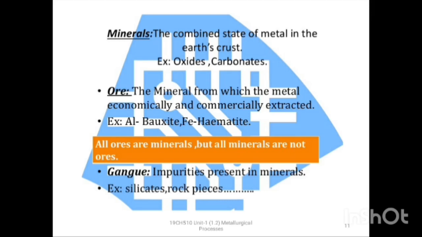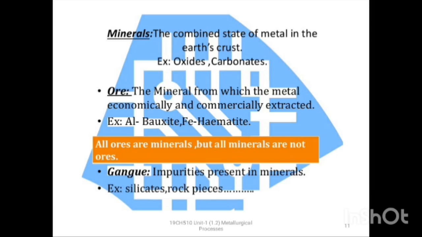So minerals, again, the combined state of metal in the earth crust is called minerals. Most of the cases, the minerals are available in the form of oxides or carbonates. And ore is nothing but the mineral from which the metal is economically and commercially extracted. For example, for aluminium extraction, we can use the mineral bauxite as its ore, and for iron, we can use hematite as an ore. All ores are minerals, but all minerals are not ores.